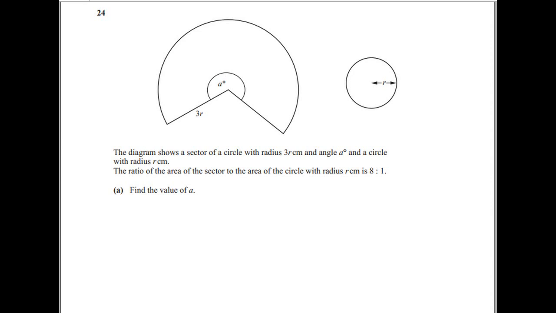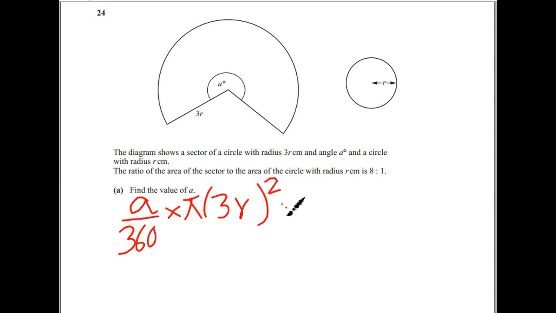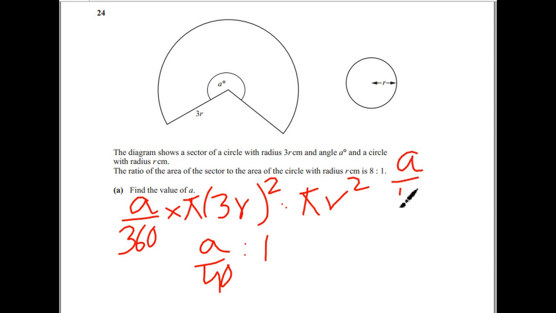Question 24, part A. The ratio of the area of the sector to the area of the circle is 8:1. Find the value of A. So we have the formula for area of the sector, theta over 360 times pi r squared, ratio area of circle, pi r squared. Simplify, cancel, we'll get A over 40 ratio 1, which is actually equal to 8:1. So A over 40 is equal to 8. So A is equal to 320.